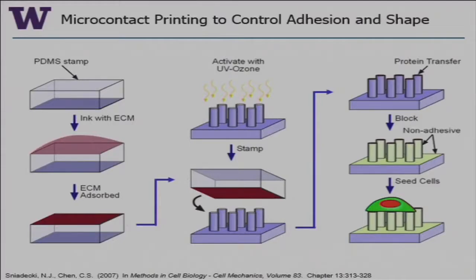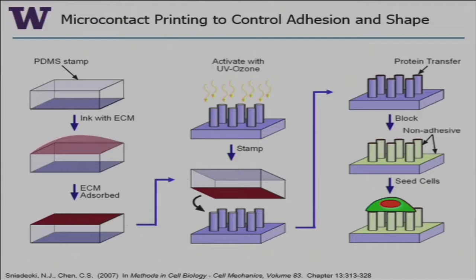You ink the stamp and then make contact with your surface to transfer your solution. In this case, our solution is our extracellular matrix. So we would start with maybe fibronectin in solution or laminin in solution. And what happens is, because PDMS is hydrophobic, you get absorption of that protein onto the surface.